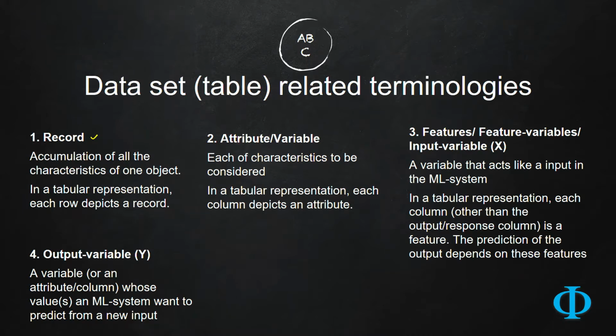The second is attribute or variable. Each of the characteristics of that object is called an attribute or a variable. In a tabular representation, each column depicts an attribute. For example, let us say we have several rectangle objects in a tabular format. So let's say this is how my table looks like.